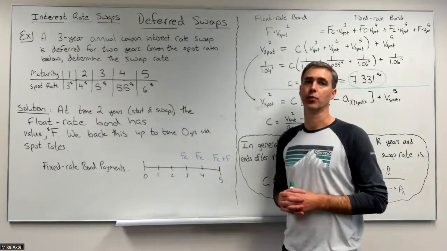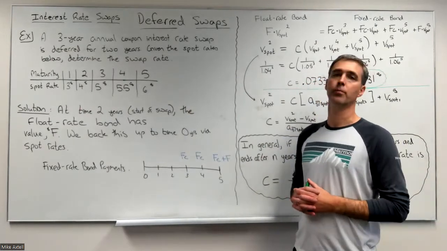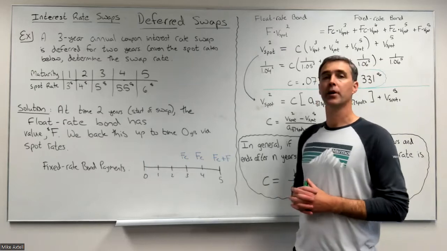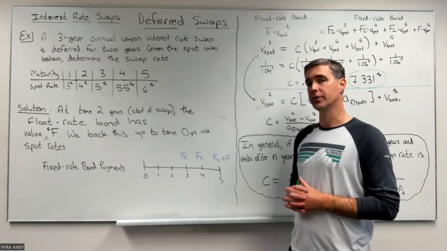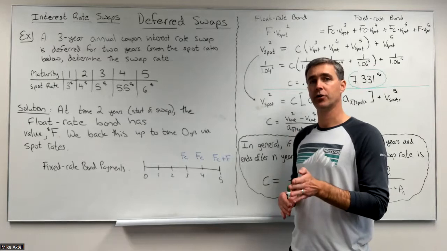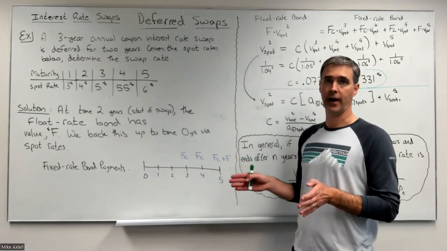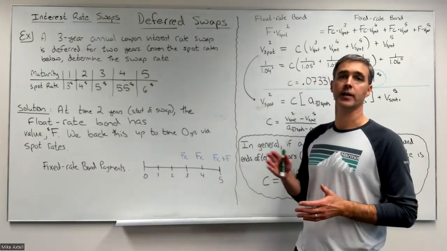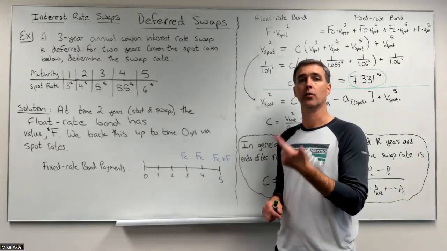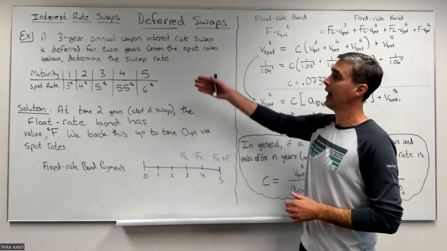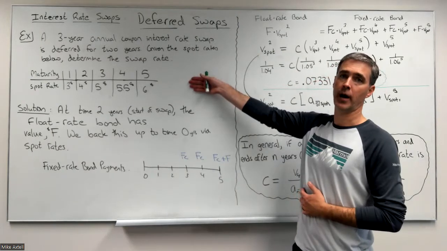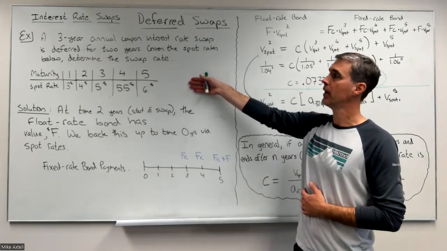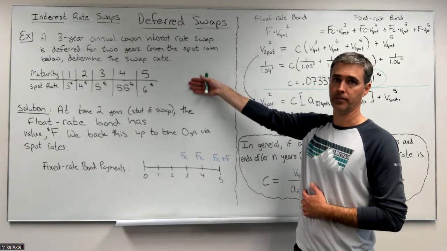So in our example, we're going to have a 3-year annual coupon interest rate swap, but it's going to be deferred for 2 years. So it will start at time 2 and it will end at time 5. And the annual coupons will be at the end of each year, so at times 3, 4, and 5. At time 0, we're given the following spot rates for the next 5 years. And we're trying to determine the swap rate.